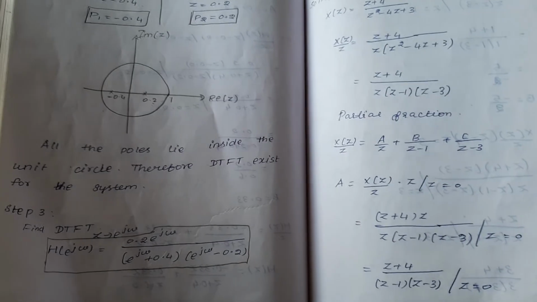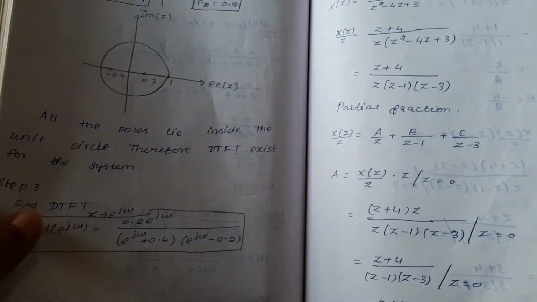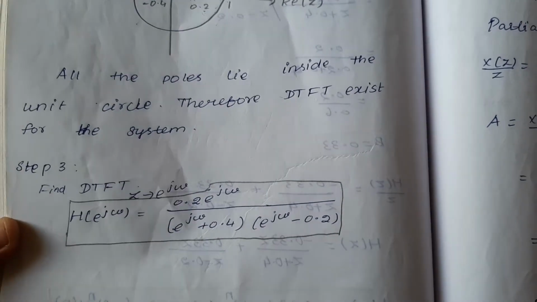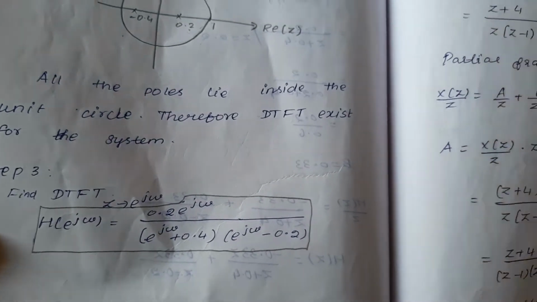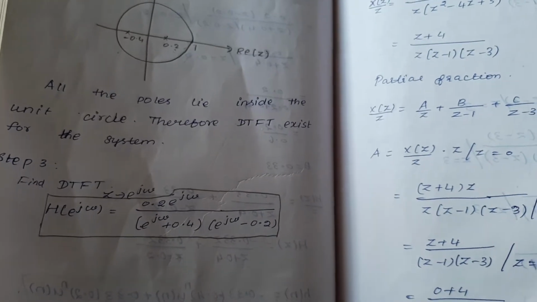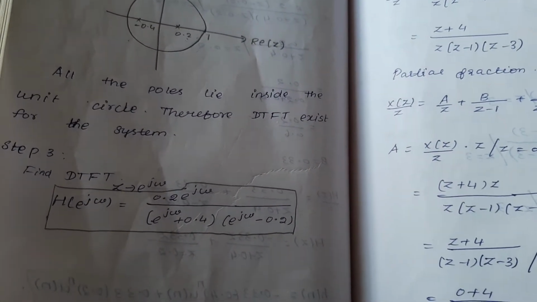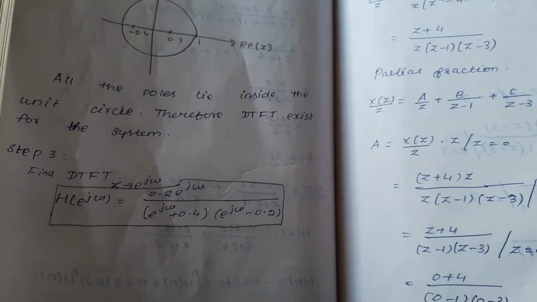And now you can find the DTFT. So how will you find the DTFT? That is the frequency response. First itself I said, if you replace z equal to e^(jω), then you will get the DTFT. We have found H(z), so in the place of z, substitute e^(jω). Then you will get the DTFT value.